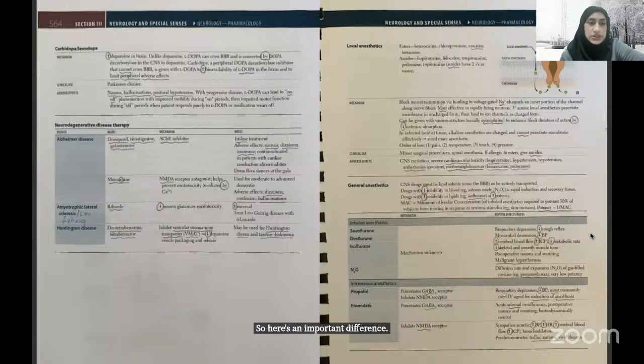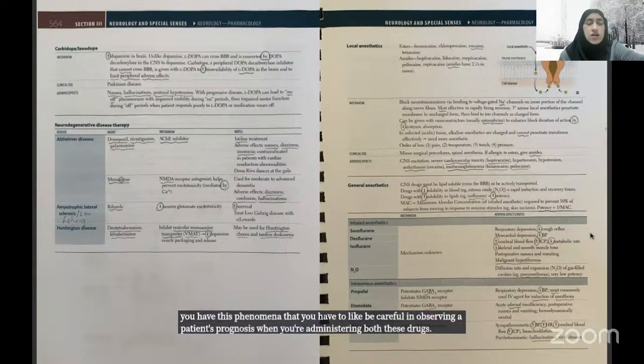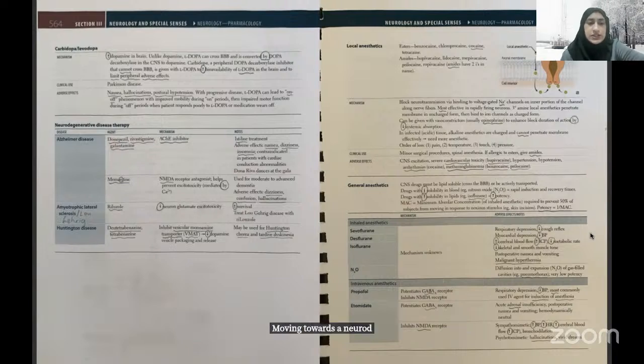Both are used in Parkinson's disease, and they both have some adverse effects. Three that you have to remember: nausea, hallucinations, and postural hypotension. We've also got this one phenomenon. It's basically called the on-off phenomenon, where patients have improved mobility during on periods, but then they've got impaired motor functions during off periods. So you have this phenomenon that you have to be careful in observing a patient's prognosis when you're administering both these drugs.